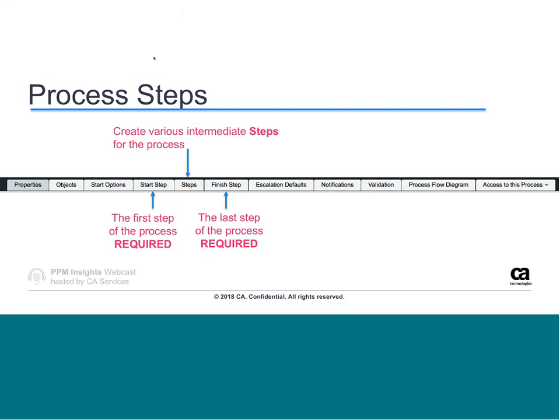So after we've defined when our process starts, we can start building out the steps of our process. This slide shows the 3 tabs that we need to reference when we're talking about our steps. We've got the start step, we've got steps, which can be as many steps in there as you'd like, and then the finish step. Both the start step and the finish step are required.